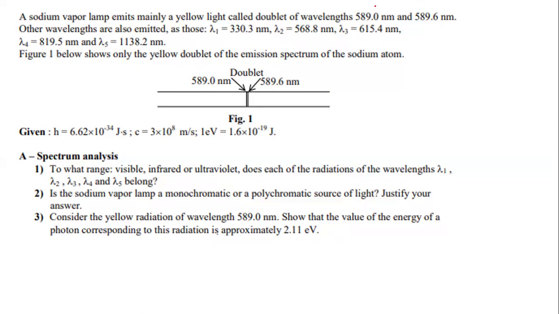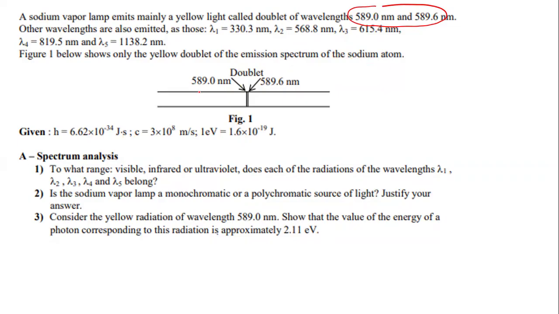Okay, these correspond to the yellow doublet of the emission spectrum of the sodium atom. To what range, visible, infrared, or ultraviolet, does each of the radiation wavelengths from lambda 1 to lambda 5 belong?